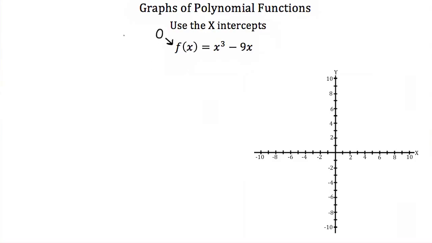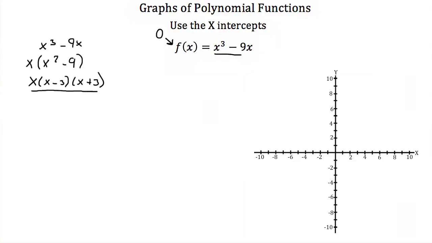So let's try this. We have x cubed minus 9x. If we factor out an x, we'll get x times x squared minus 9. Now an x squared minus 9 factors into an x minus 3 times an x plus 3. But don't forget about our other x, it's still out here in the front. So here we have our fully factored form of this function, x cubed minus 9x.